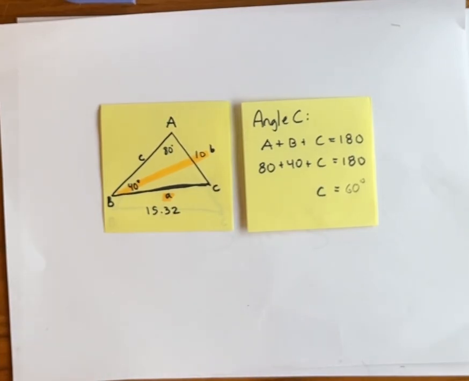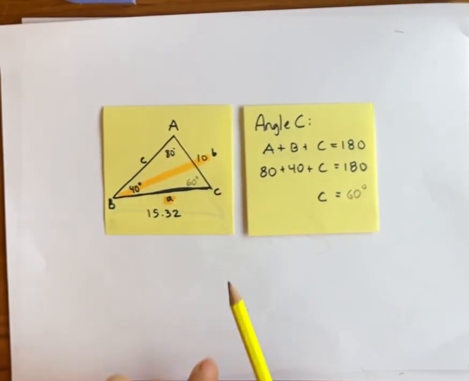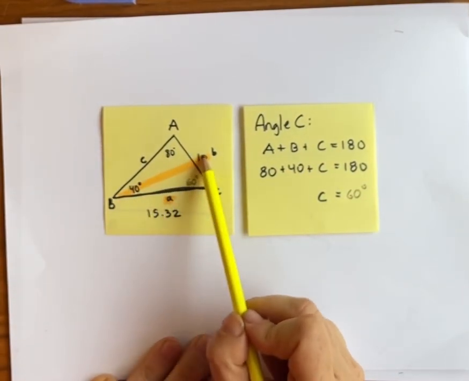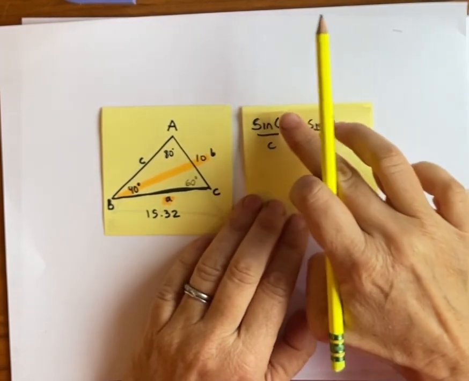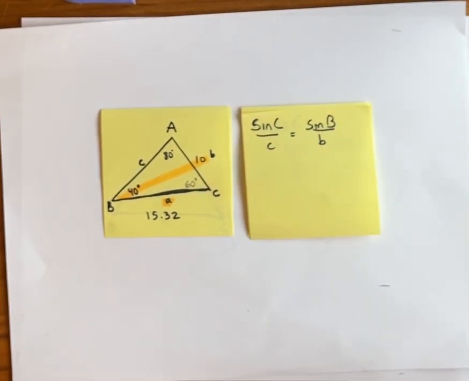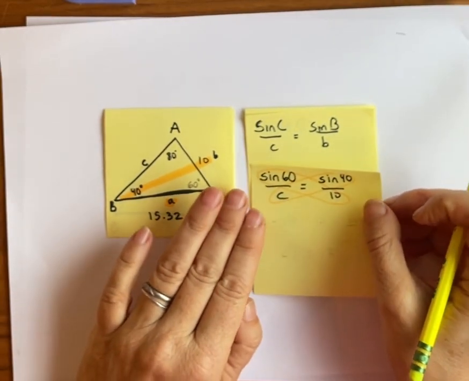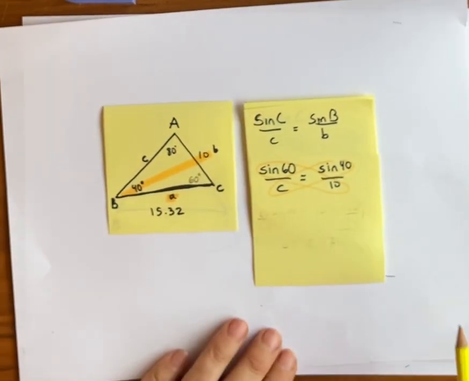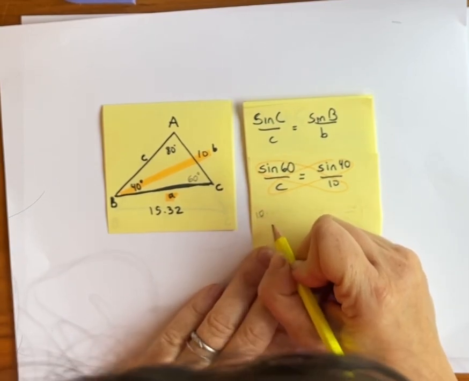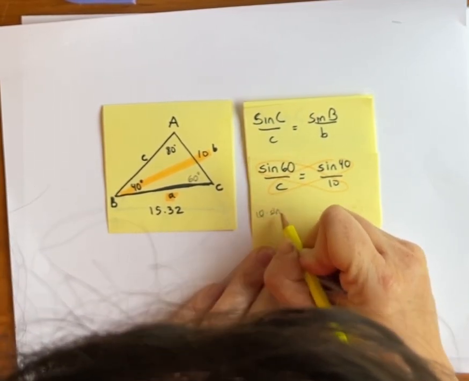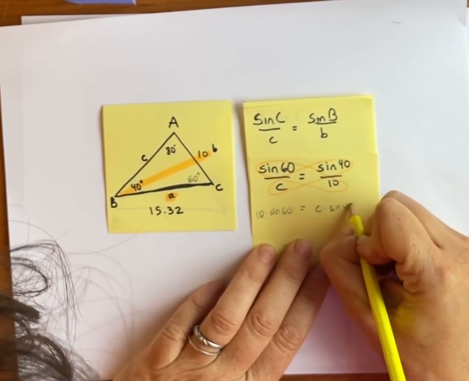Okay, so now I know C. Now I still need to find my little c, so let's put 60 degrees here. I just need to find that little c right there. I have one ratio already solved, actually two, but I'm gonna stick with B. So let's use sine C over c equals sine B over b. We plug that right in here, okay? And we do that cross multiplying again. So I'm gonna get 10 times sine of 60 equals c times sine of 40 degrees.